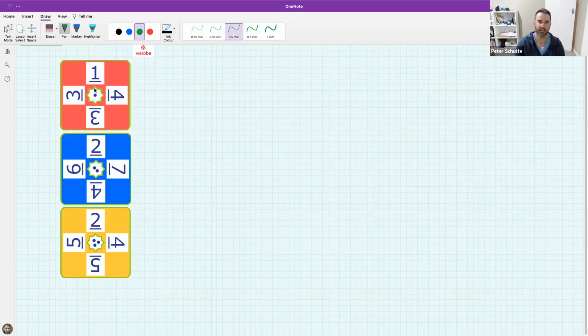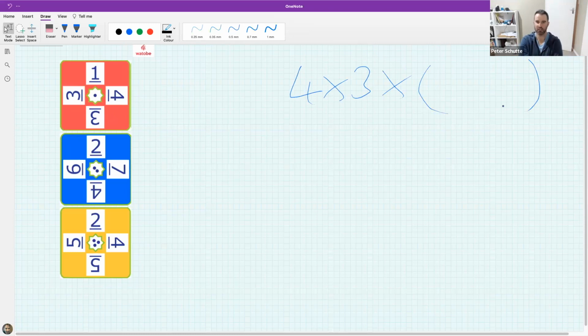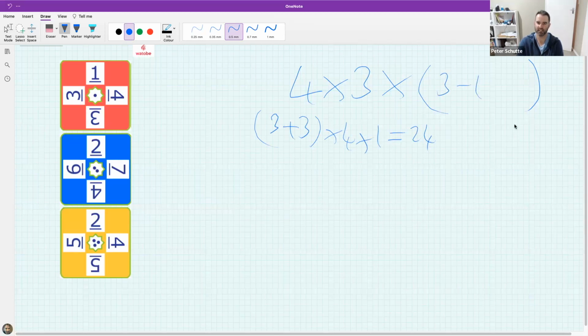Yeah, Andile has got 4 times 3 is 12. Andile, you're close, but you need to make a modification with the brackets. What do you need to do there? Oh, that's interesting. 3 plus 3 is 6 times 4 times 1. Or you could do that. That will give you 24 as well.